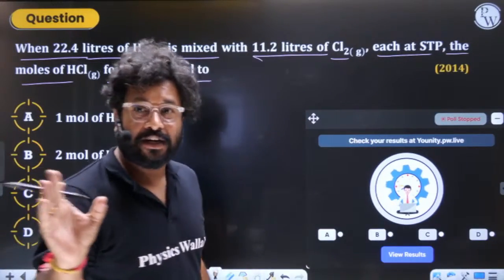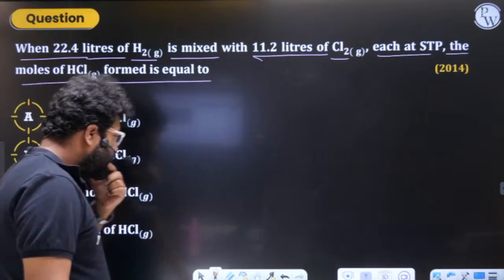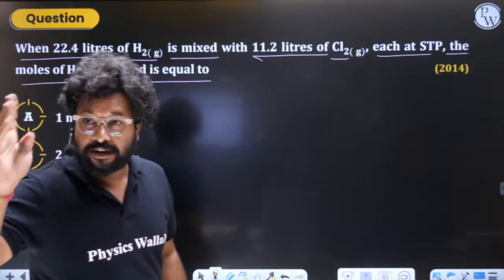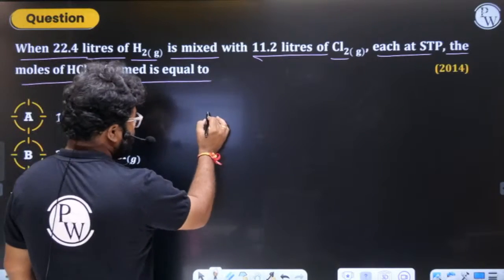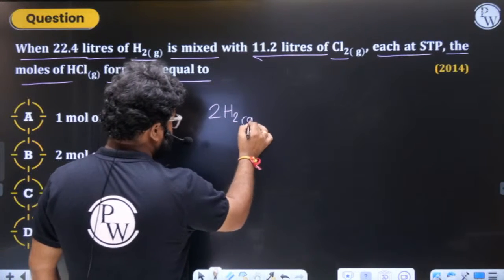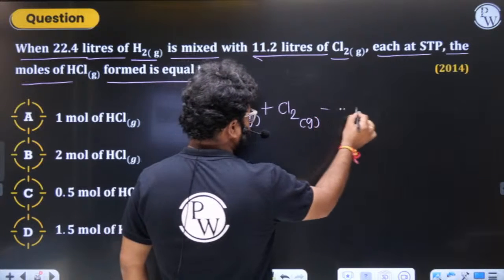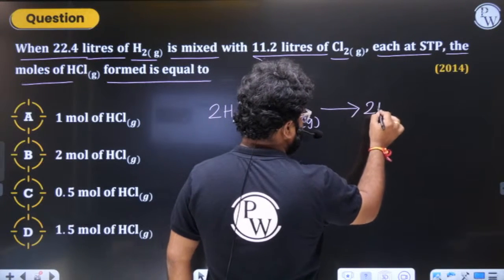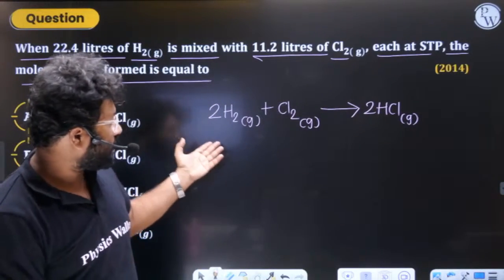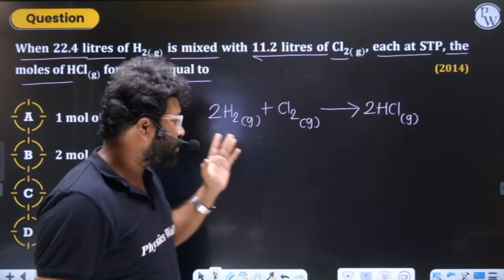Hi Shakib Raza. Okay beta, time is up. Let's see. First of all, you should know how to solve this question. You should know the original equation for this reaction. The original equation for this reaction is 2H2 gas plus Cl2 gas, which gets me 2HCl gas. This is what the real equation is all about.